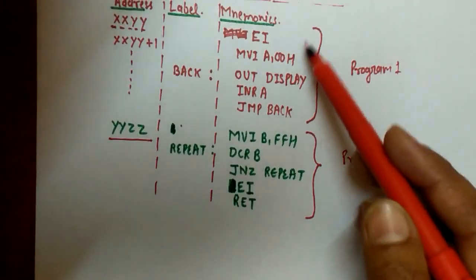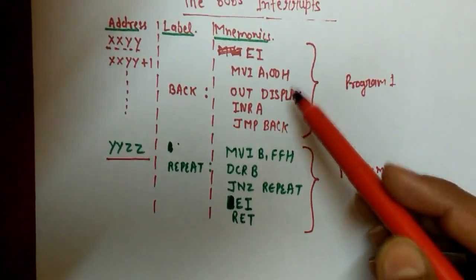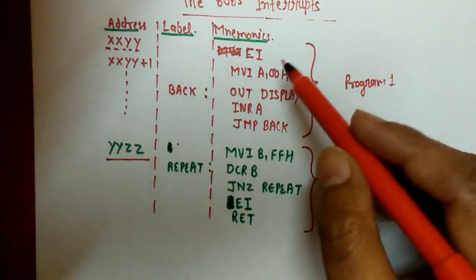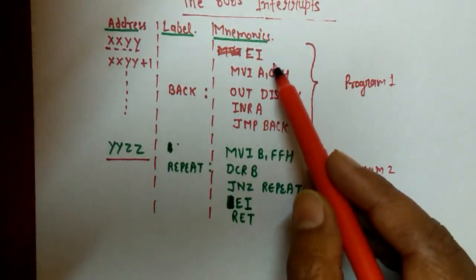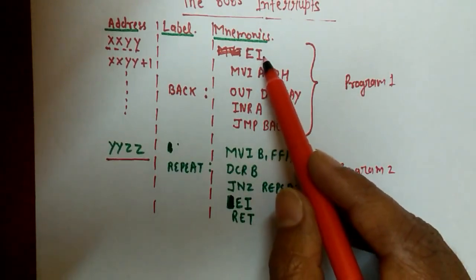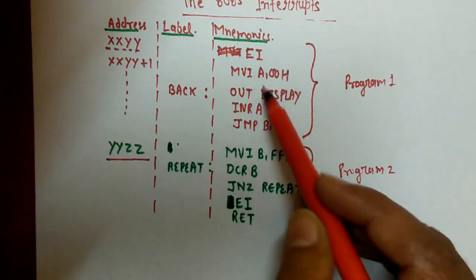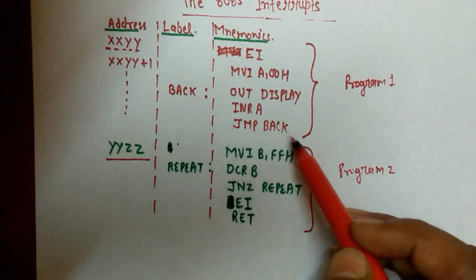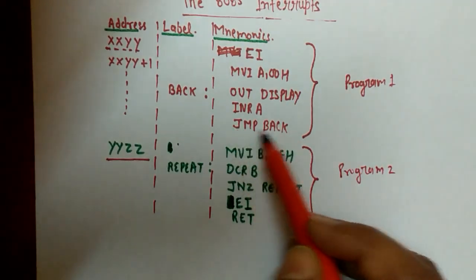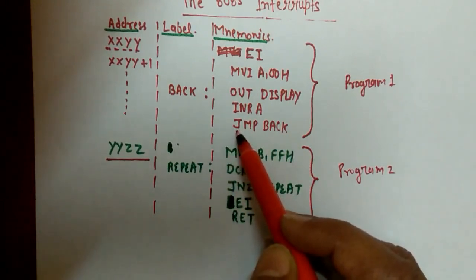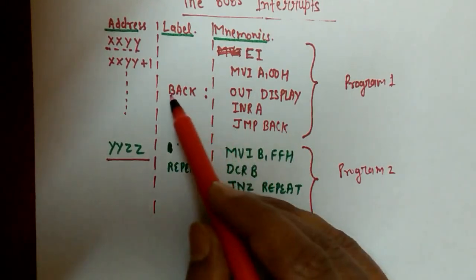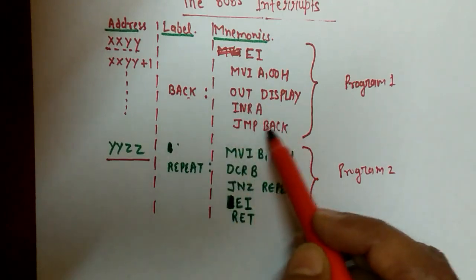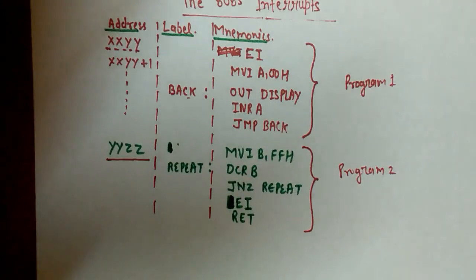When the microprocessor will be running this program written at address XXYY, take a look. This program will always be in a loop. That means after running this instruction, up to this instruction, and then here it is written JMP back. After running this instruction, the microprocessor's control will jump to address label back, and the microprocessor will always be in a loop and it will not come out of the loop.